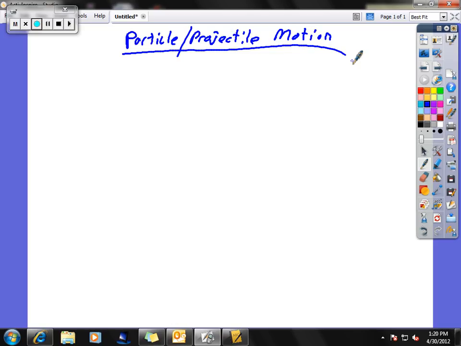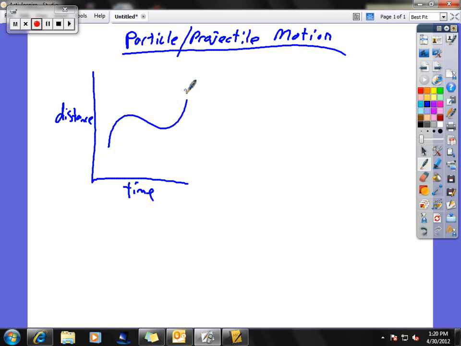Okay, so if we just look at a graph real quick of time and distance here. Time versus distance. Okay? Well, let's just say we have some kind of function there. Let's say time is in seconds and distance is in meters.